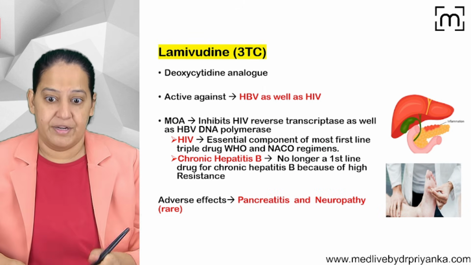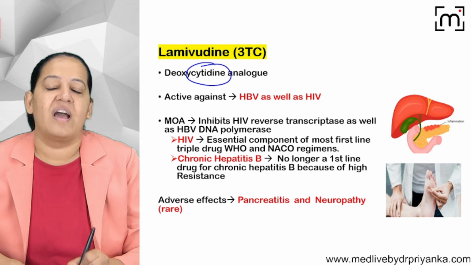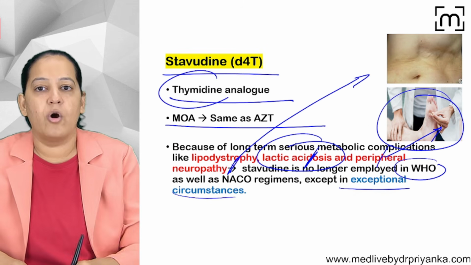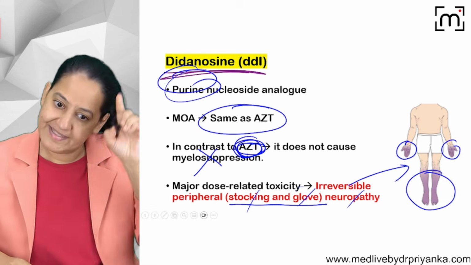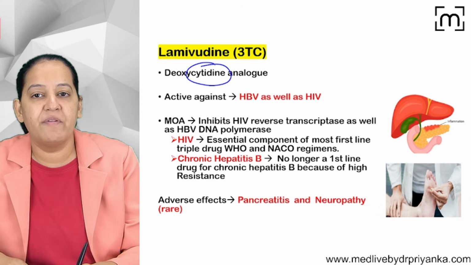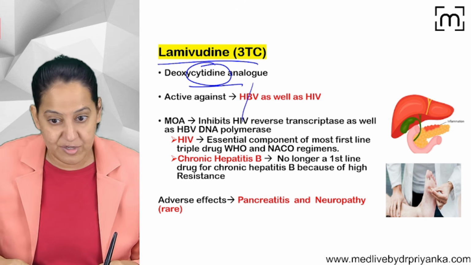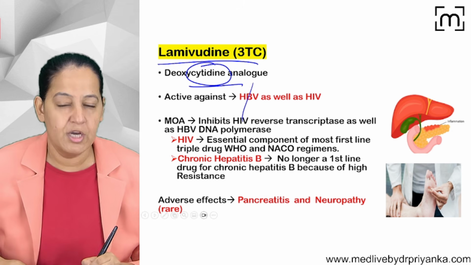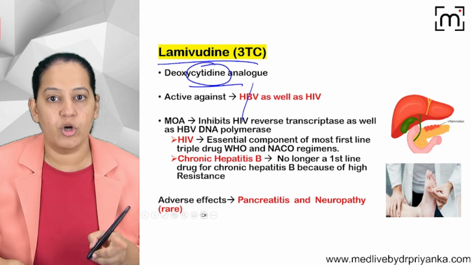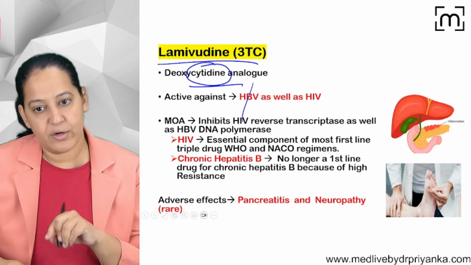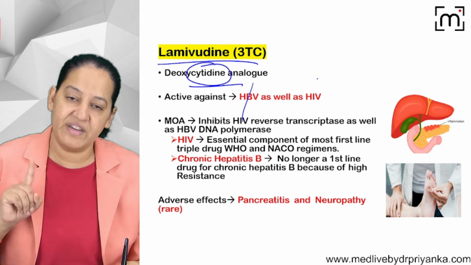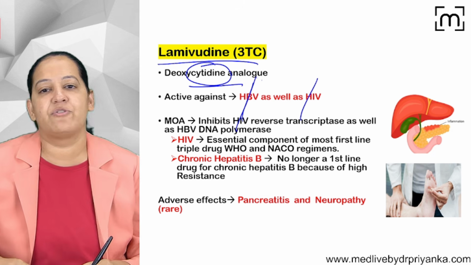The next is lamivudine. Lamivudine is a cytidine analog. The others were thymidine analogs, and zidovudine is also thymidine. But lamivudine is a cytidine analog. I taught you this drug in hepatitis B virus treatment also, if you have watched my session on non-retroviral drugs. So lamivudine is effective in HIV as well as chronic hepatitis B.